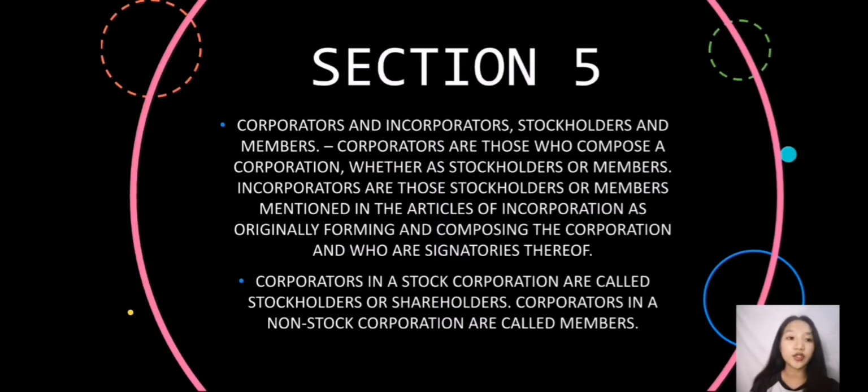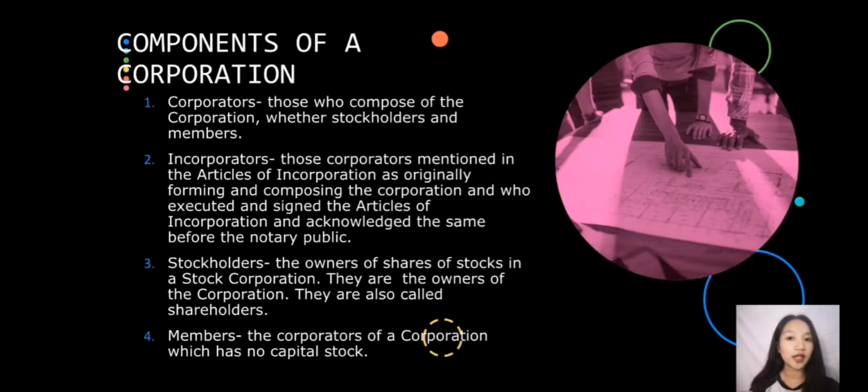Incorporators are those stockholders or members mentioned in the Articles of Incorporation as originally forming and composing the corporation and who are signatories thereof. Corporators in a stock corporation are called stockholders or shareholders. Corporators in a non-stock corporation are called members. So there are four classes of person composing a corporation, which are the corporators, incorporators, stockholders, and members.